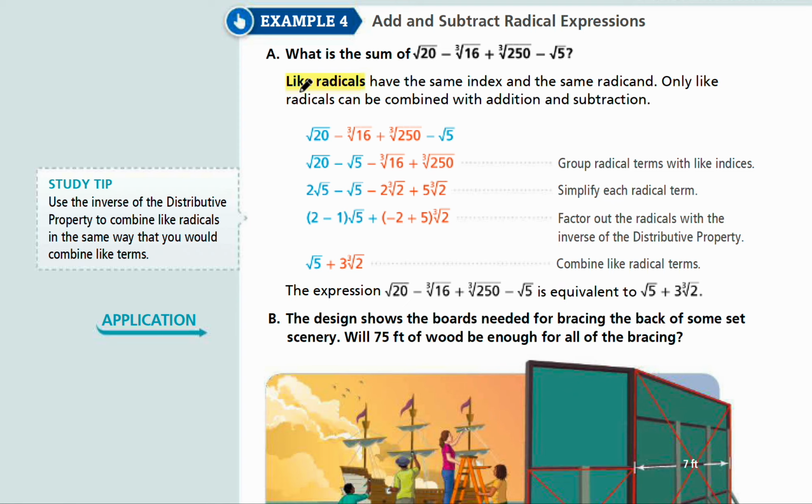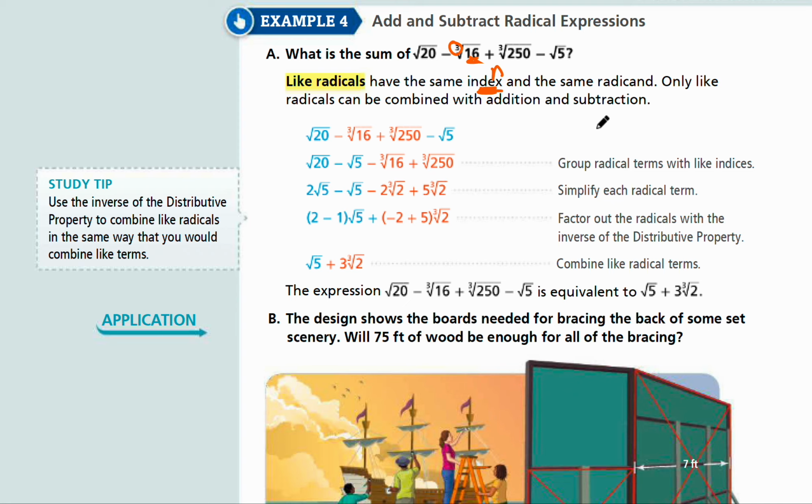So this is a vocabulary word. Like radicals have the same index and the same radicand. Index is this little guy in the radical symbol. So for the nth root, the n is the index, okay? And the same radicand just means you have the same number inside your root, right? So that's the radicand. This is the radicand. Only like radicals can be combined with addition and subtraction.